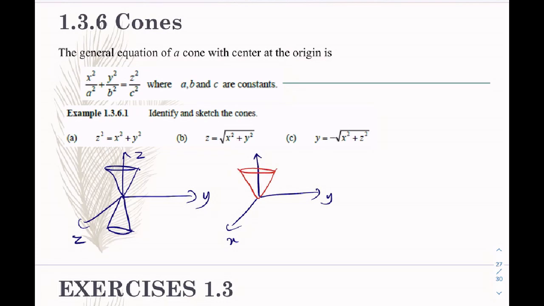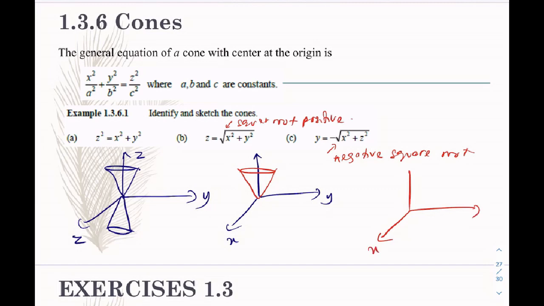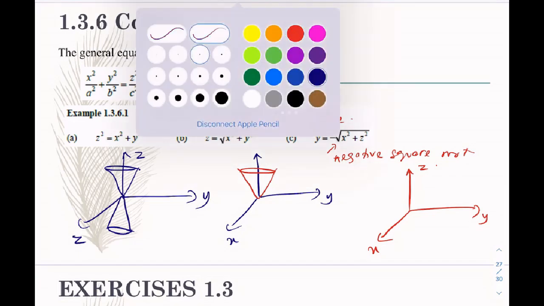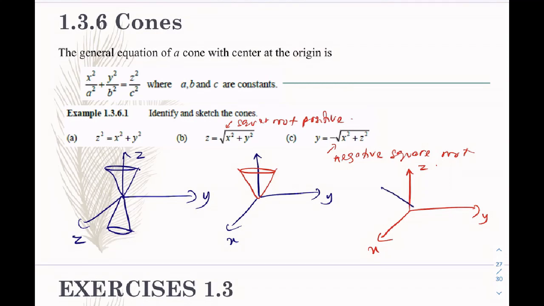Okay, why positive side? Because of this one, square root positive. Okay, this one is negative square root. Okay, so for the C, we sketch at the negative side of the y only. Okay, done.